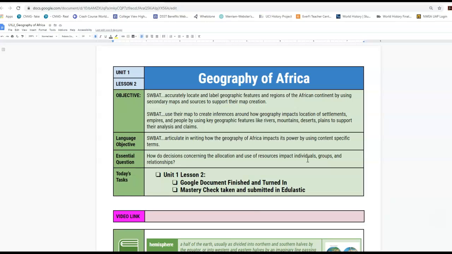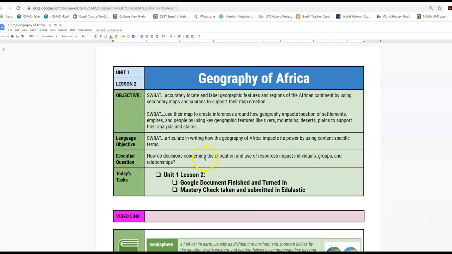where people live? The language objective for today is that students will be able to articulate in writing how the geography of Africa impacts its power by using specific, content-specific terms. So the question you're thinking through ultimately is, how do decisions concerning the allocation or the giving of and use of resources impact individuals, groups, and relationships? So basically, how does where people live impact the power that they have?